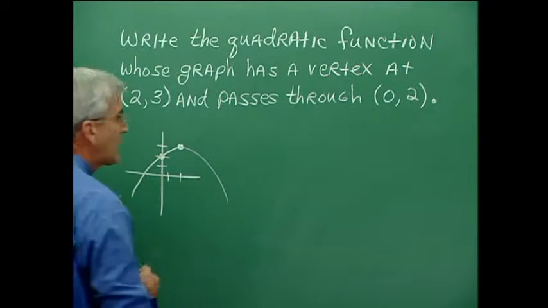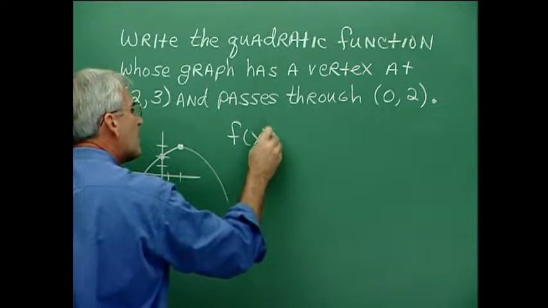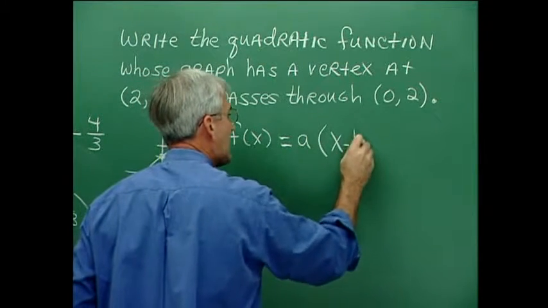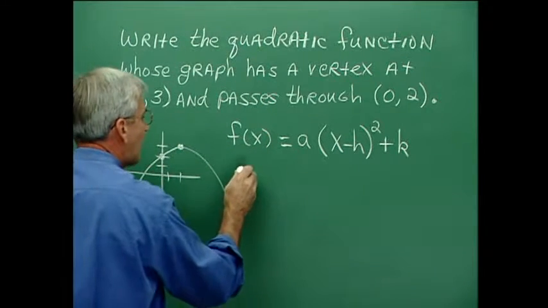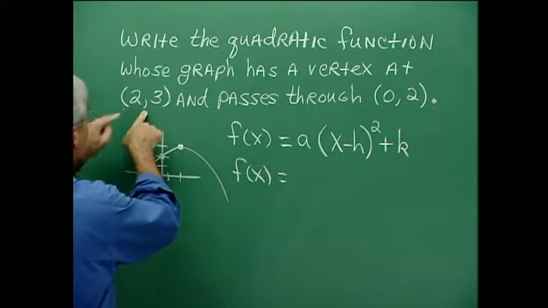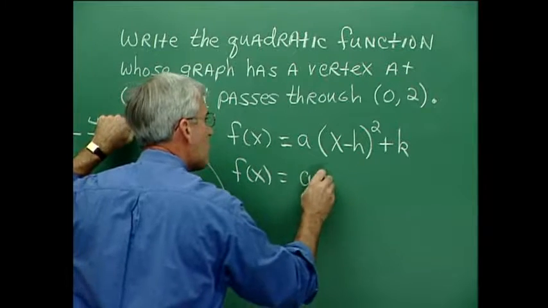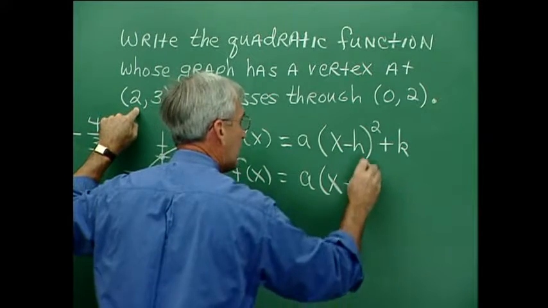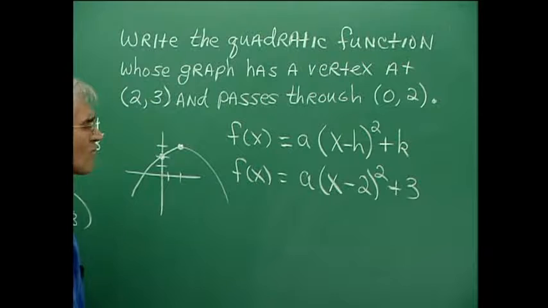Well, let's see. In our investigative process, we might start like this. We know that the standard form is A times x minus h squared plus k. All right, now what information do we have? Well, we know that if the vertex is at 2, 3, that this is the h and the k that appears here. So we have A times x minus 2 squared plus 3. All right, we know that much.